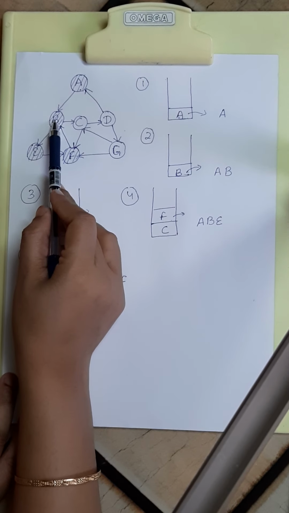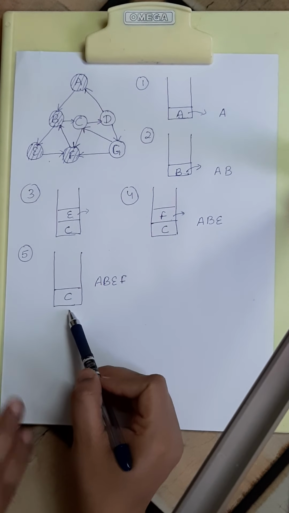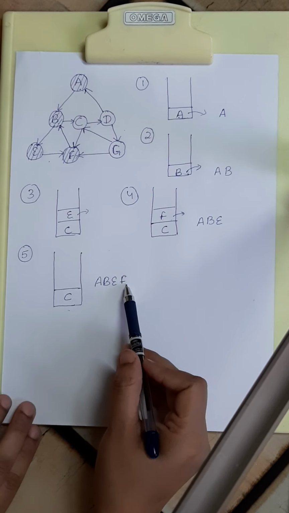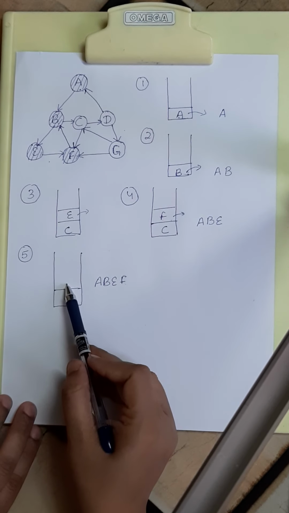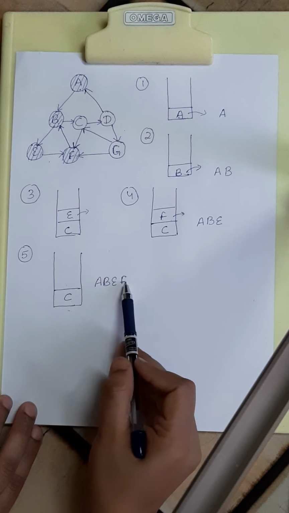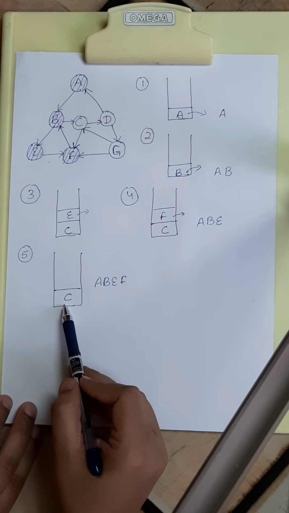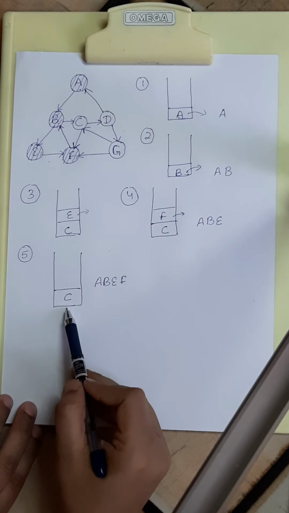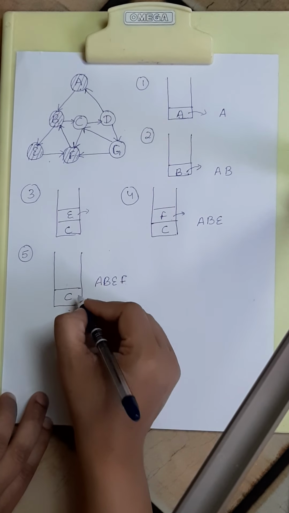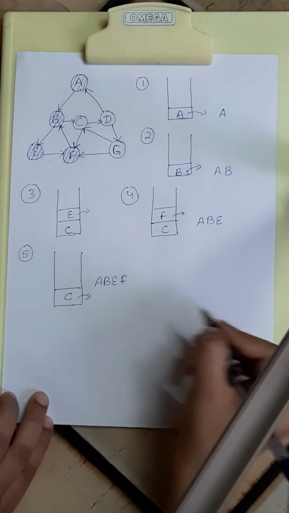All of these are visited. You can directly see the stack. So when you have deleted F, there are no more elements to be inserted, because there are no more nodes which are adjacent to F, which we can access after F. So simply we have deleted and printed it, and now we are having C in the stack. So after F, we are going to delete C.